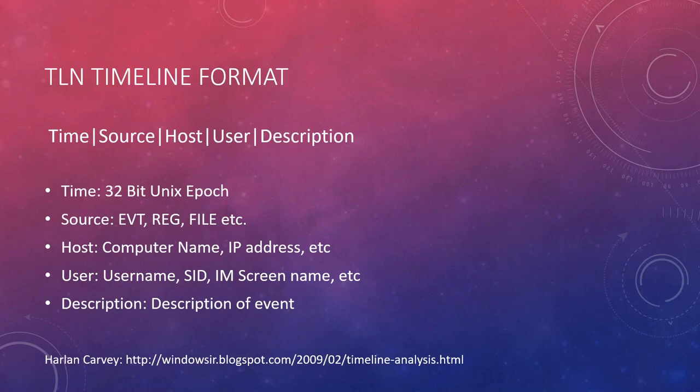So this TLN format has the time, which is a 32-bit Unix or epoch timestamp, and the source that it came from. That would be your event log, your registry, your file, maybe it's firewall logs. It doesn't have to be just the 3 artifacts that we're pulling and discussing today. It's whatever is going to make sense for your case. Maybe it's NetFlow data, those types of things. There has to be a host, or where this data came from. So that's the computer name, IP address, once again, whatever is going to make sense for your particular data source.